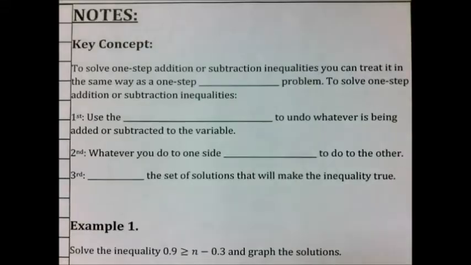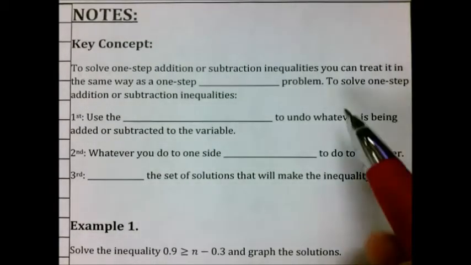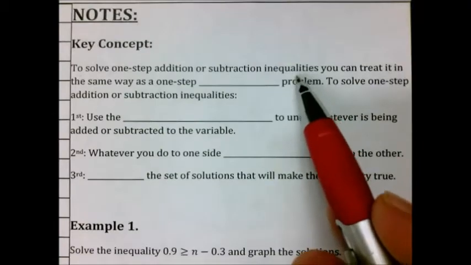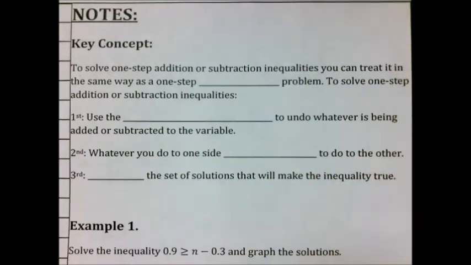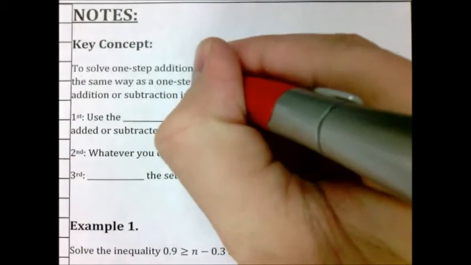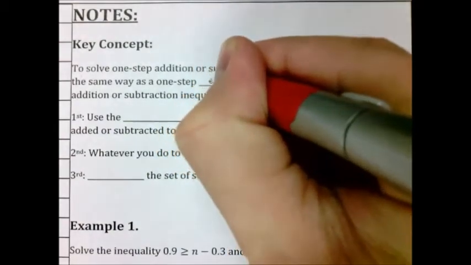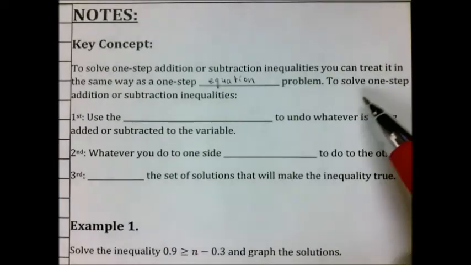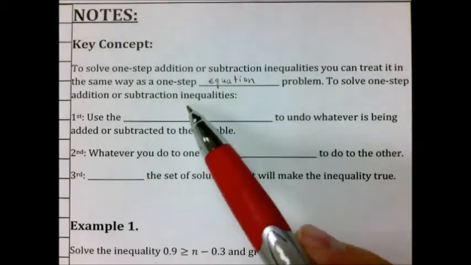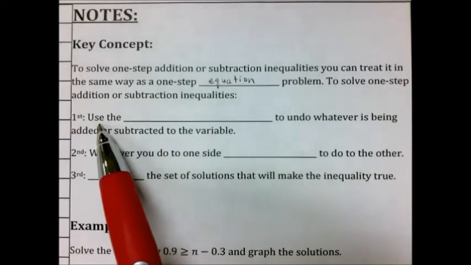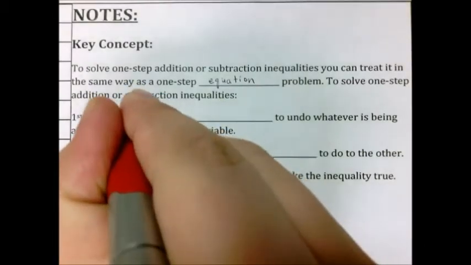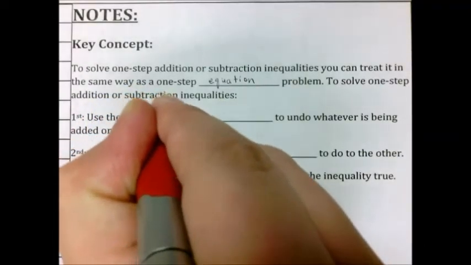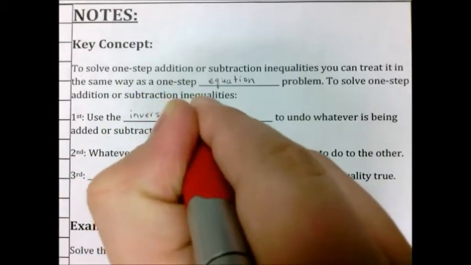Alright. So to actually go ahead and solve one-step addition or subtraction inequalities, this is the key concept. To solve these addition or subtraction inequalities, you can treat it in the same way that you would treat a one-step equation. Okay, it's the same type of thing. To solve one-step addition or subtraction inequalities, we must first use the inverse operation. Okay, remember we talked about inverse operation a little bit ago.